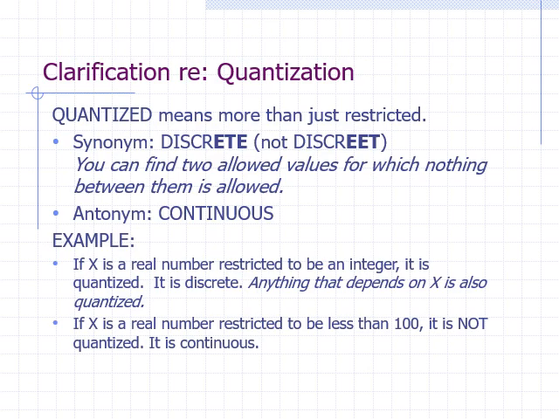But if x can be any real number restricted to be less than 100, it is not quantized, even though it is restricted. It is continuous. For example, a value of 5 is allowed and a value of 6 is allowed, but everything between 5 and 6 is also allowed. What if x can only be 1/2 or negative 1/2? Is it quantized? The answer is yes. It is restricted to just these two numbers.